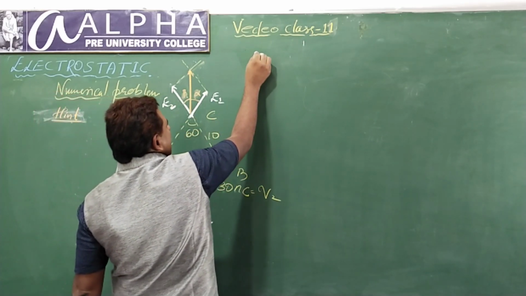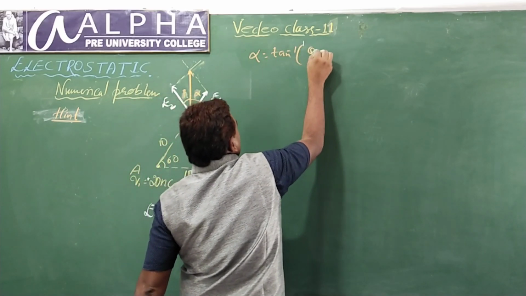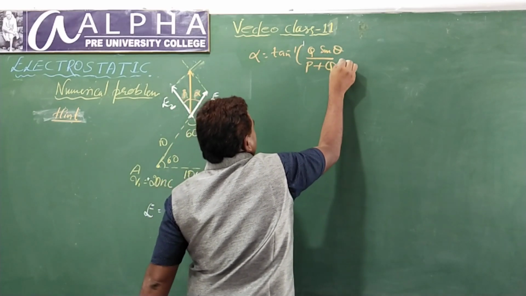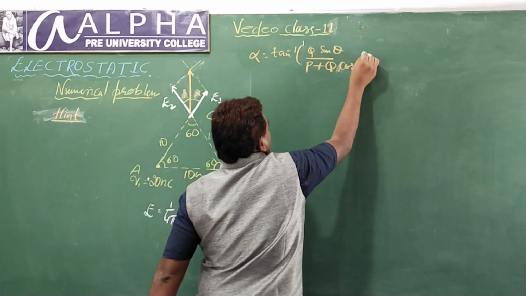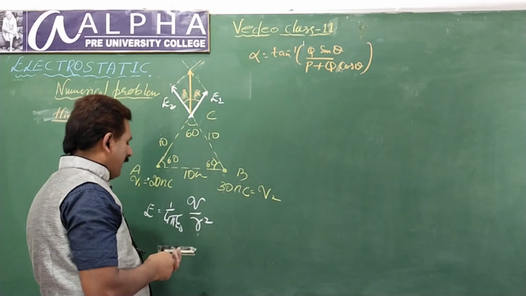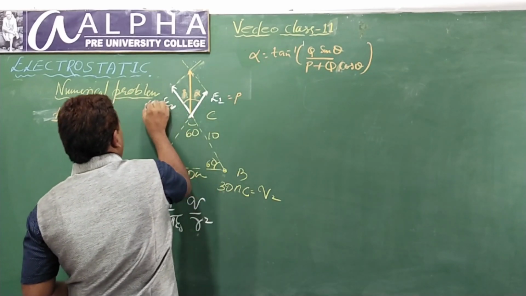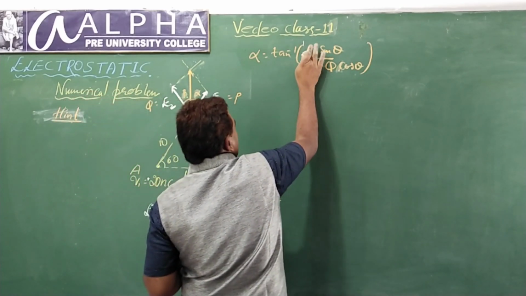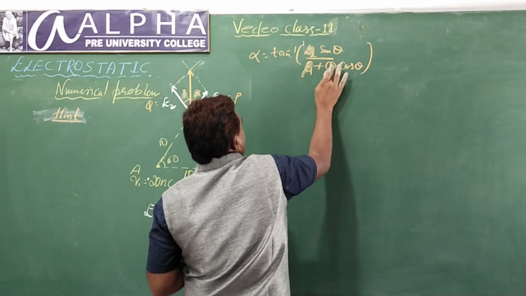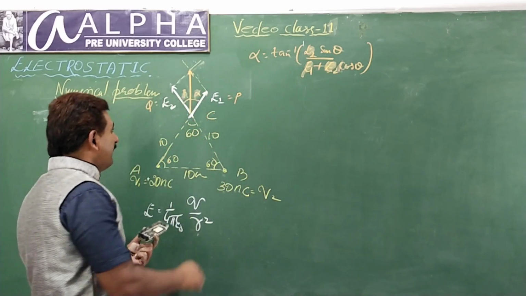Alpha is tan inverse of q sin theta divided by p plus q cos theta. It was last year's vectors formula, from the vectors chapter: law of addition of vectors, triangle law, parallelogram law. What is P here? E1, and Q is E2. So Q is E2 and P is E1. You need to find the values of E1 and E2. What is the resultant value?